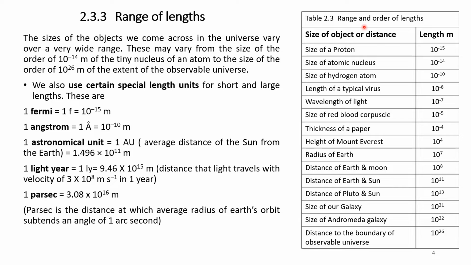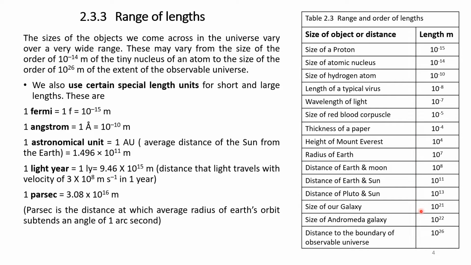Table 2.3 shows the range and order of lengths which we come across in physics. Column 1 is the size of the object or distance, and column 2 is the length in meters. The smallest size, that is the size of a proton, is 10 to the power of minus 15 meters. Then the next size is the size of an atomic nucleus, which contains protons and neutrons. Its size is 10 to the power of minus 14 meters. That is very small. The size of a hydrogen atom is 10 to the power of minus 10 meters. Other lengths and sizes are also given in this table. Please go through and note down.